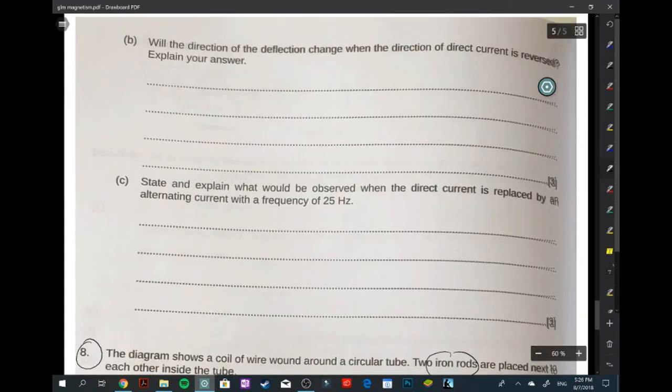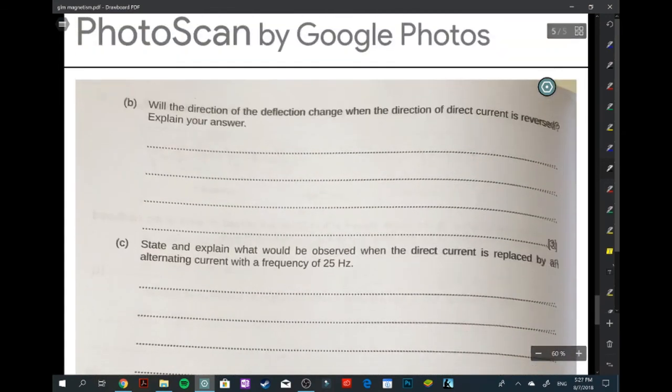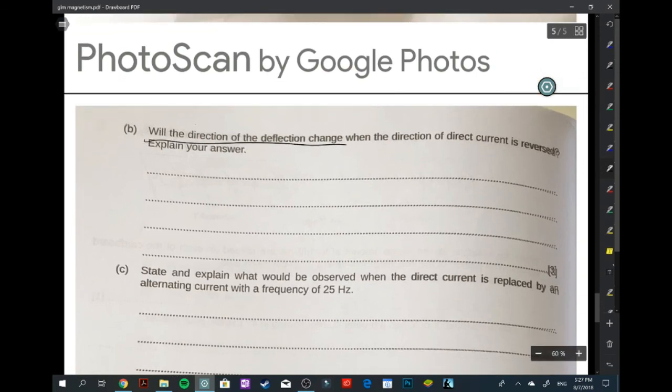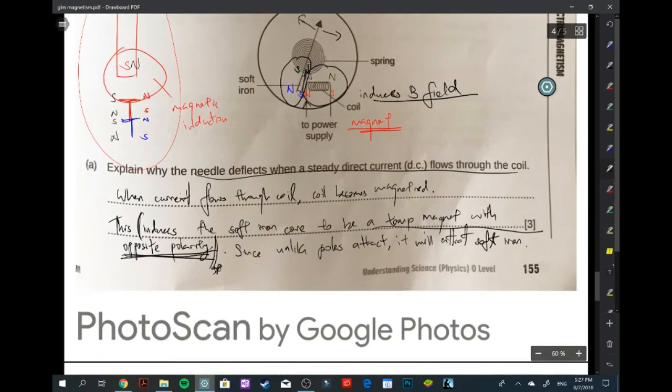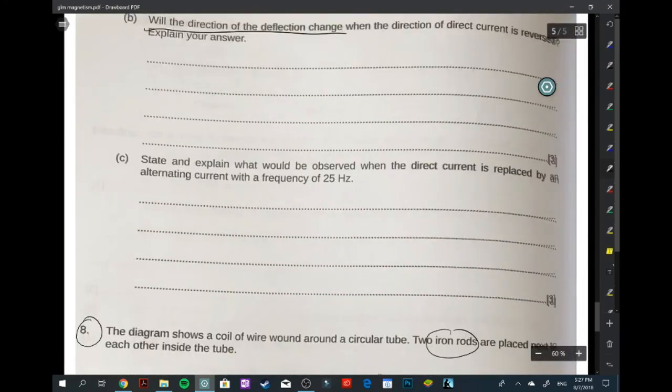Alright, so will the direction of the deflection change? No. Why no? Because same thing, it induces the soft iron core to be a temporary magnet with opposite polarity. So this is true for magnetic induction, and therefore it will not repel back, it will just continue to attract.